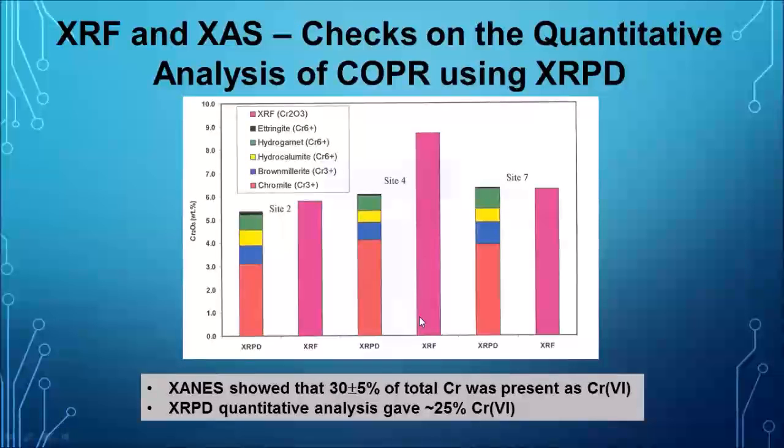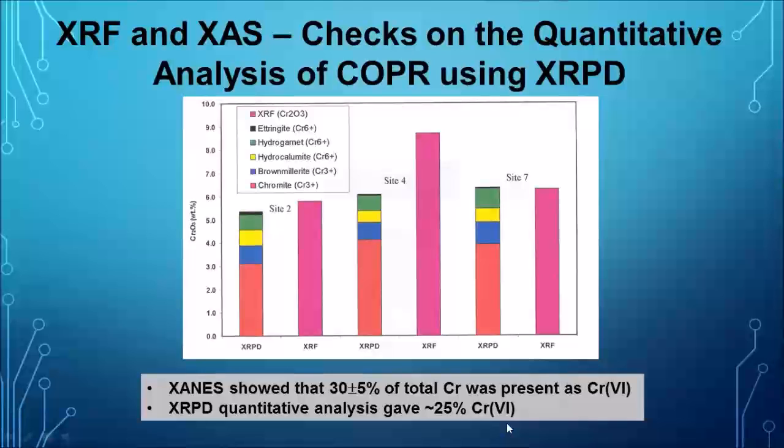Now, at site 4, there is the discrepancy, but we're fairly sure that it's not a chromium-6 phase. And the evidence that we have for that is using X-ray absorption spectroscopy. So we're using the near edge structure. We showed that there was 30 plus or minus 5% of total chromium as chromium-6. And when we add up the XRD quantitative analysis, we're within error of that, 25% chromium-6.